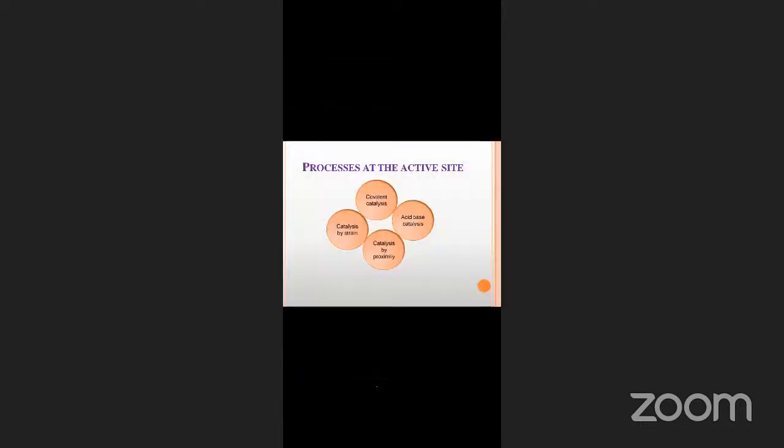Now the processes at the active site. At the active site, four types of reaction can take place. One is covalent catalysis, then acid-base catalysis, catalysis by proximity, and catalysis by strain. In covalent catalysis, we all know different types of bonds are present, like covalent bond, ionic bond, hydrogen bond, etc. So these covalent bonds are formed when an enzyme is linked to a substrate, it will form the enzyme substrate complex.